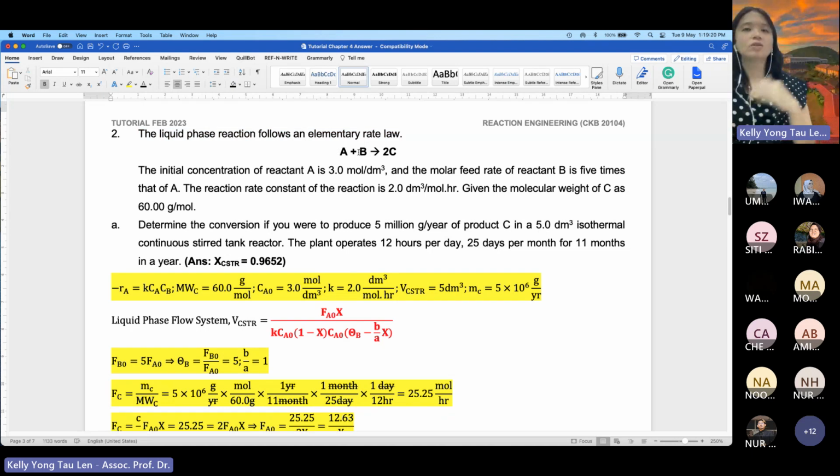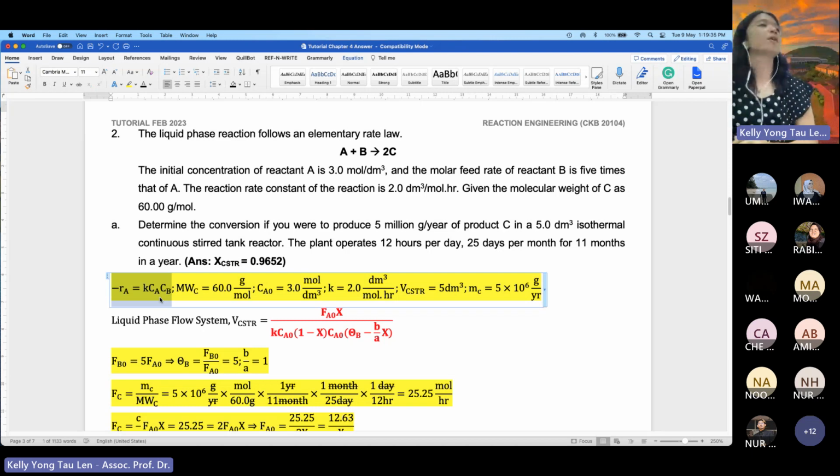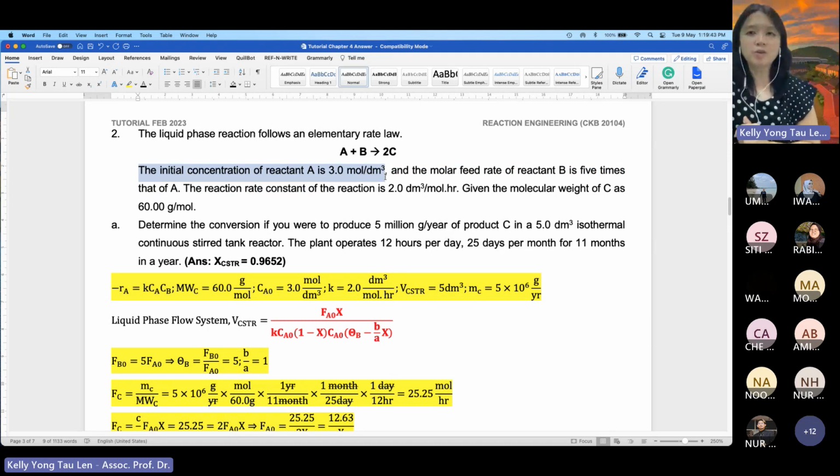So in this question, I have 1A, 1B. So the rate law will be first order with respect to A and first order with respect to B. So rate law dia minus RA equals to KCA CB. So done. Kita dah tahu rate law dia. Okay. So next one. This is the initial concentration of reactant A is 3 mole per dm cube. So CA naught 3 mole per dm cube. So saya terus tulis 3 mole per dm cube CA naught.